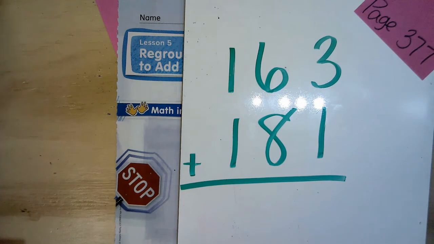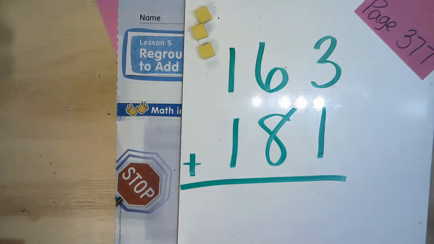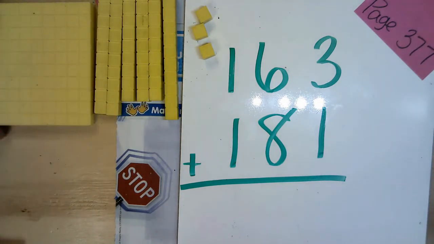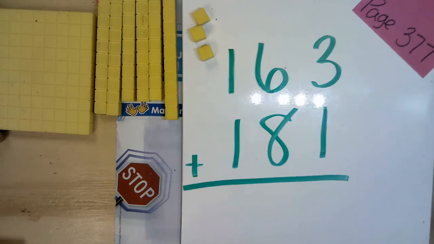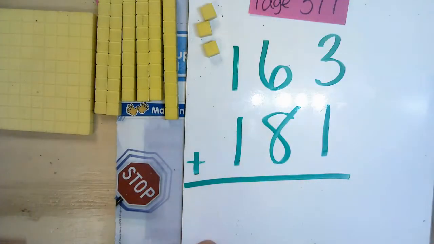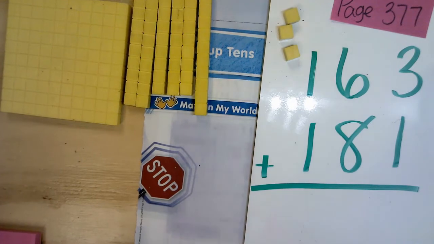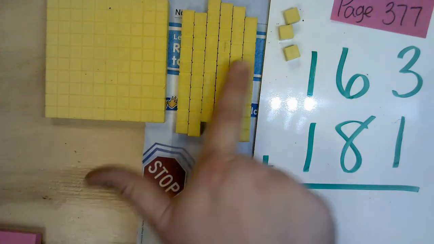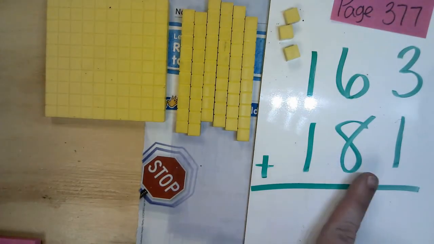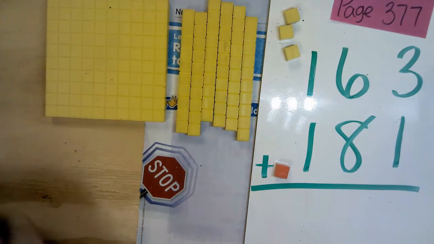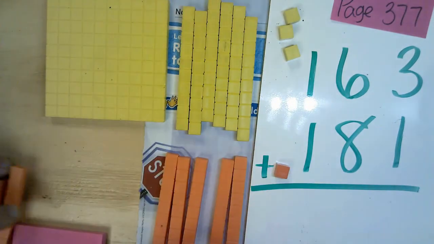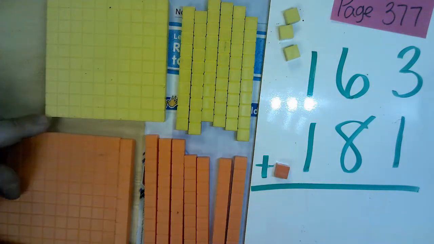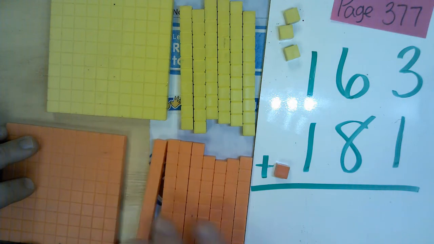And so I just so happen to have my 1, 2, 3. I've got 6 straights, and then I have my 1 flat over here as well. I know it's a little bit cut off. Let me see if I can get that over any further for us to be able to see. All right, there we go. That's a little better. So I've got my 160 and 3. Now I need 181. So I've got 1. I've got 8 straights. And then lastly, I've got 1 flat. All right. So I want to add these together.